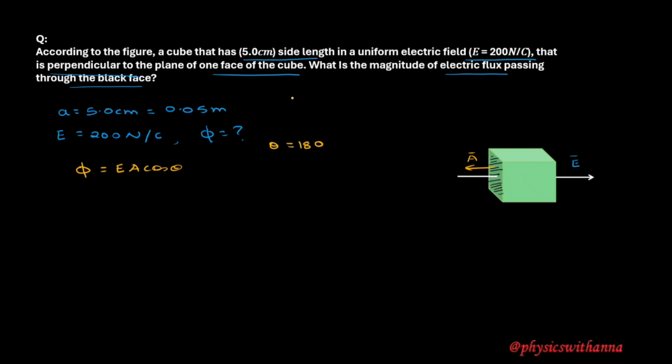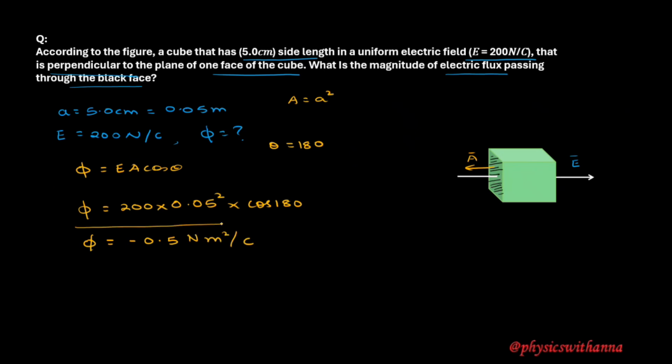Area for one side of the cube you can find by taking the side squared. So we will substitute those values here. Phi will be equal to electric field is 200, area is side squared, so 0.05 squared into cosine 180. So that gives me phi to be equal to negative 0.5 Newton meter squared per coulomb. So this is the flux through the black face of the cube.